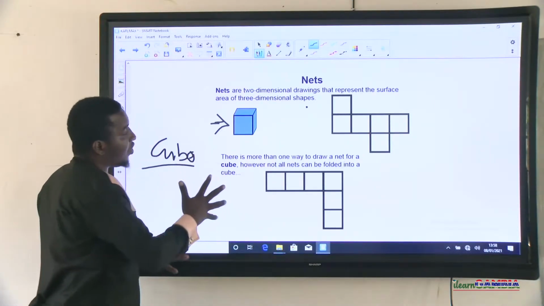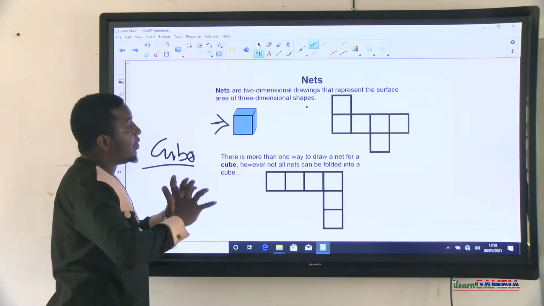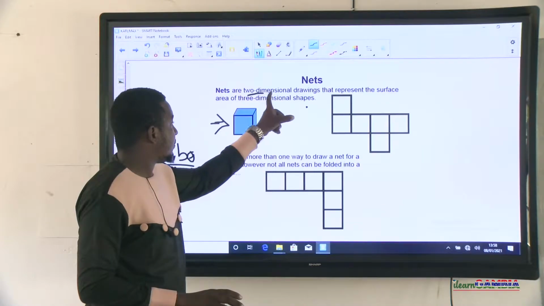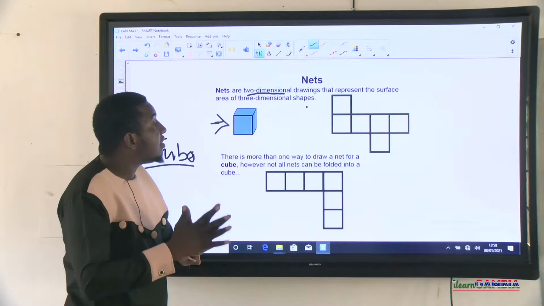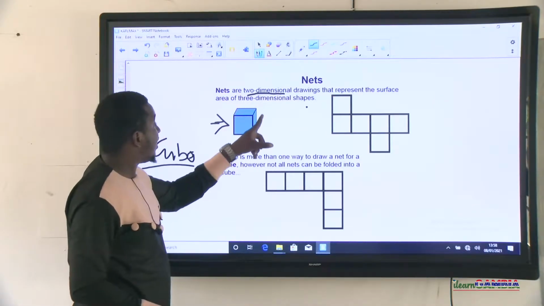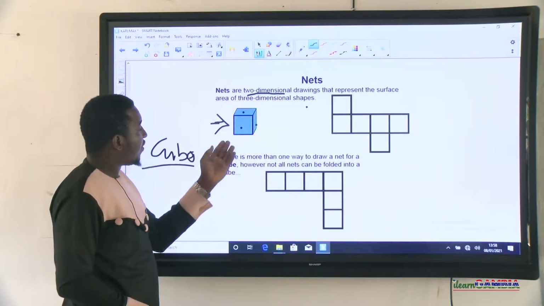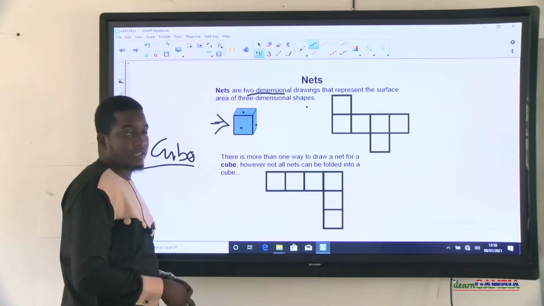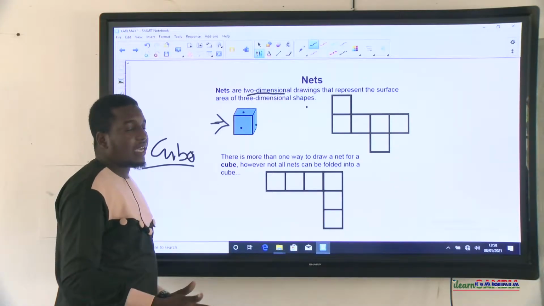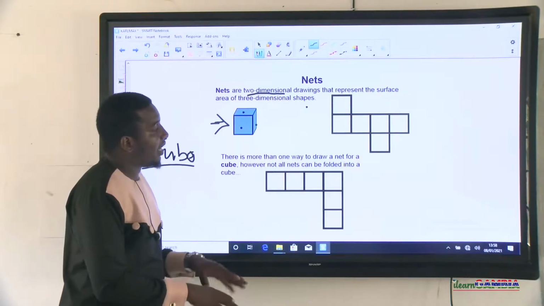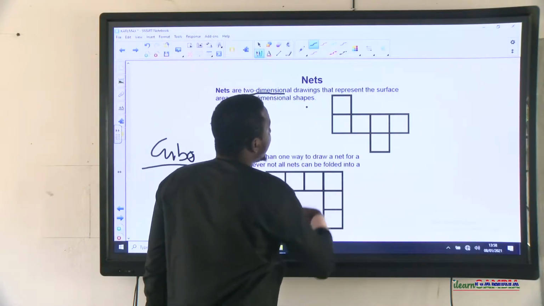Now, the face of each cube is a two-dimensional shape. When you bring the faces together, that's the time you form a three-dimensional shape. Like for instance, we said cubes have how many faces? 1, 2, 3, 4, 5, 6. So cubes have 6 faces. Because we know that on a cube all the faces are equal, we need two-dimensional shapes that have all their sides equal. So here is one net of a cube.